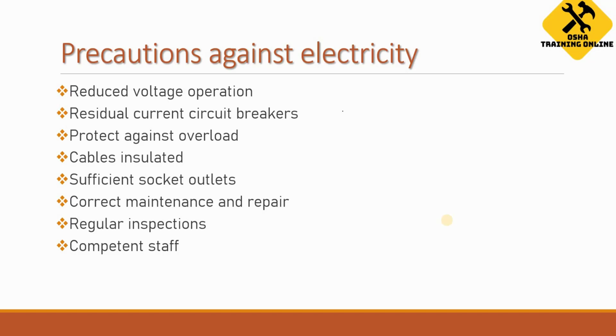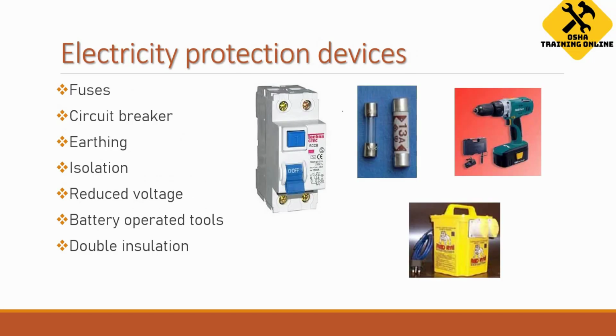Cables should be insulated. Insulation means that the cable should be surrounded with insulated material. Sufficient socket outlet. The outlet of the socket should be sufficient, so when arcing happens, as we have discussed in the previous slide, it should be strong enough to fight against the arcing. Correct maintenance and repair. The safety officer should take the electrician and make sure that everything relating to electricity is in a good position, and repair and maintenance should be done regularly. There should be a regular inspection by the safety officer with the help of an electrician. Competent staff should be there who can deal with all these things.